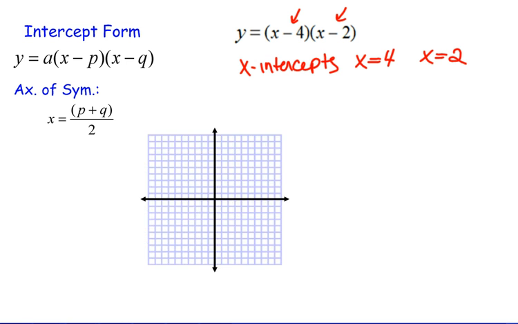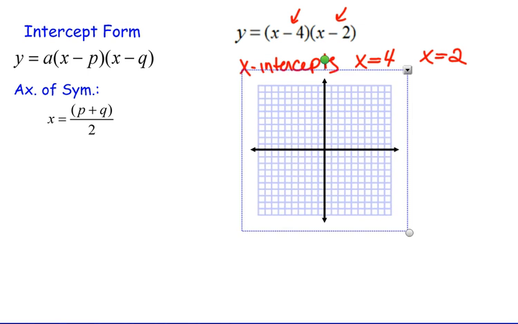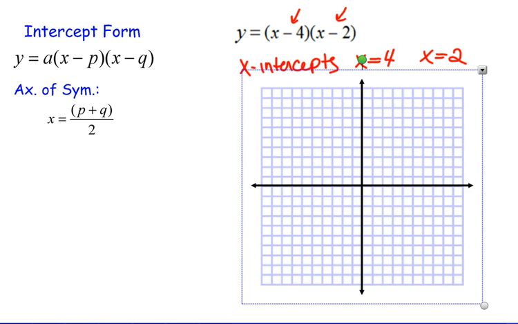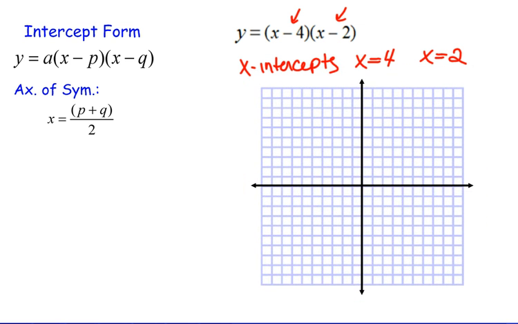So let's talk about how that impacts our graphing. Let's graph those 2 points. X equals 4: 1, 2, 3, 4. Here is where it's going to cross the x-axis, right here. And then the other one was x equals 2, and so here is x equals 2. So they're actually fairly close together.